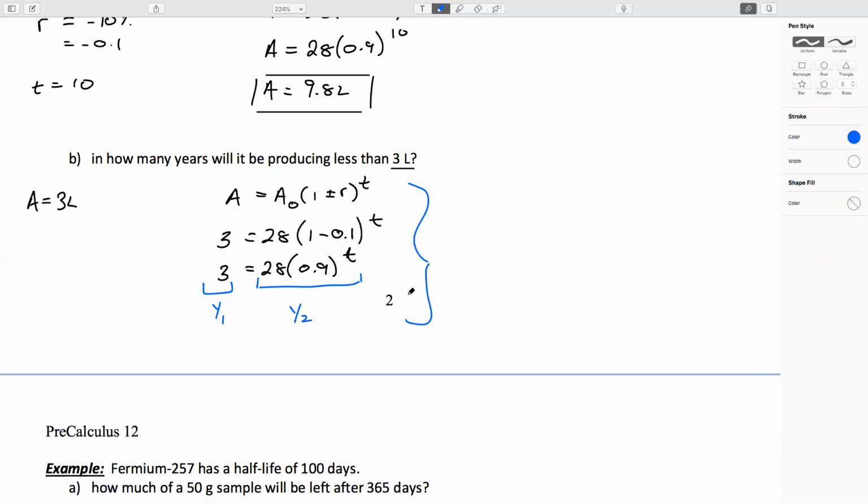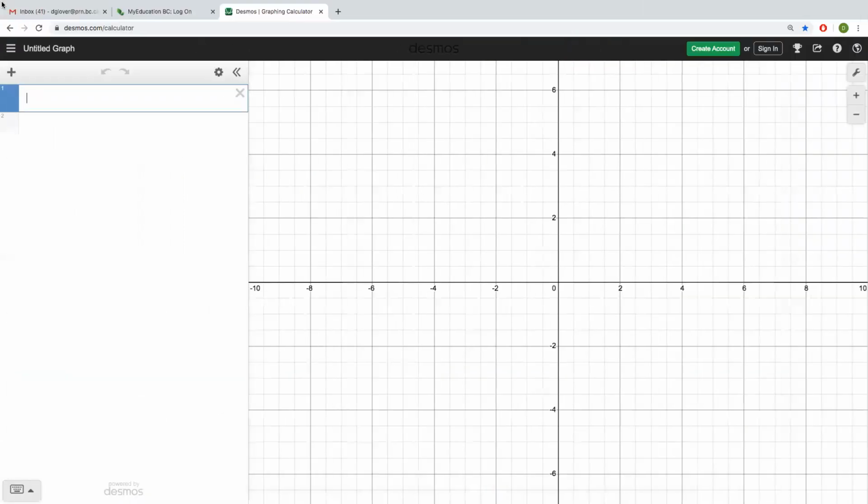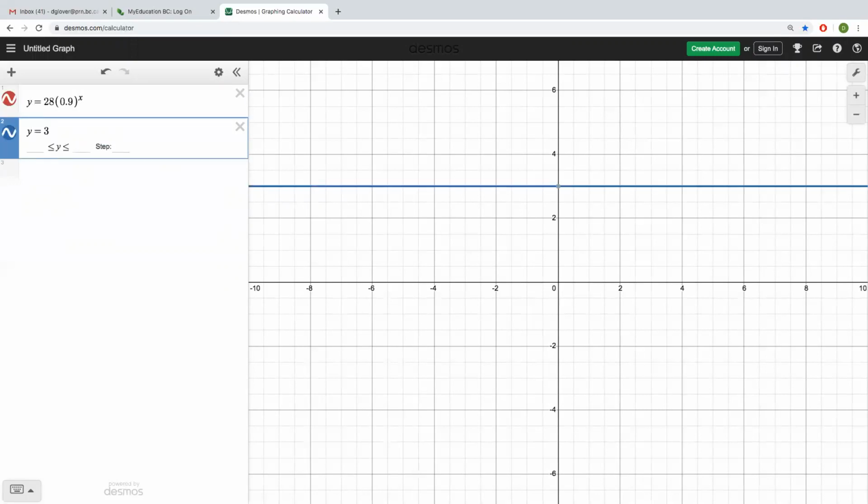So we're going to switch over to Desmos here. One function is going to be 28 times 0.9 to the t, and I guess we'll just call it x. There's one of our functions. And I suppose I should define it as y equals. The other function is literally y equals 3. That's our goal.